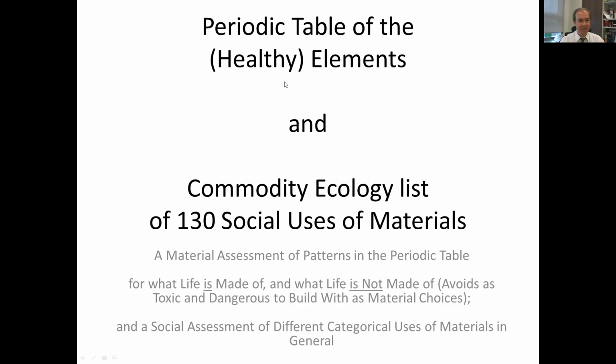Anyway, this is about both of these inventions, and this is a material assessment of patterns in the periodic table for the first one of what life is made of and what life is not made of. So there's a little zone in the periodic table where biological life fits, and the way it's currently organized, you can't really see that. But in this particular version, you can really see clearly where and why biological life is not made of all elements. Biological life is only made of a handful of elements. And I want to tell you chemically why. And that should be something you preserve because your body's made of those things.